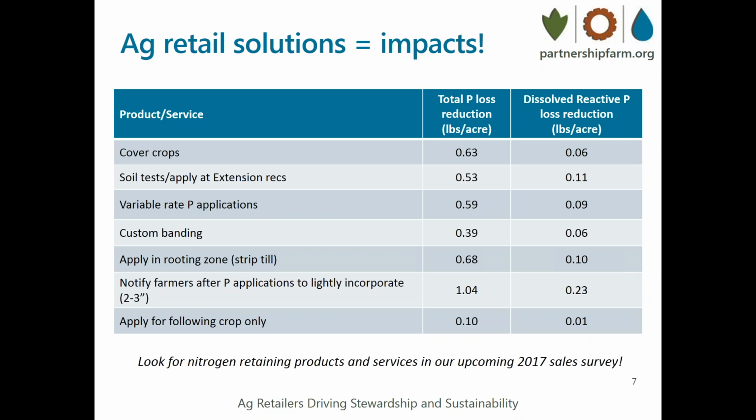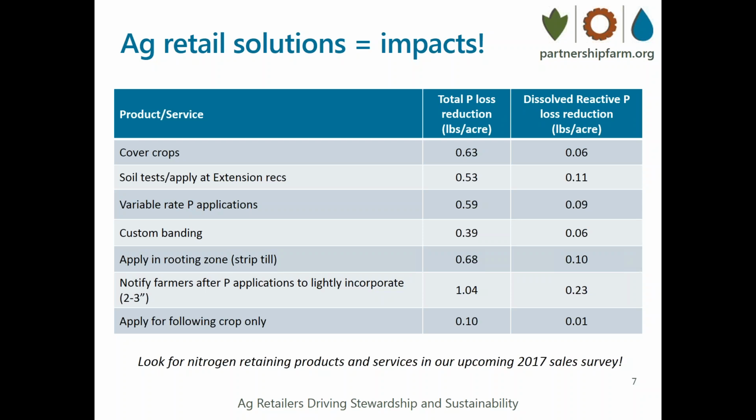Ag retailers have valuable products and services which can keep inputs on cropland and out of waterways. Here's a list of some of those for phosphorus retention and use efficiency, along with some very rough average reductions based on published studies. There's lots of variability in the published numbers based on soil type, slope, proximity to surface water, and other factors, but these rough averages give us a sense of where we can likely make a difference. Cover crops, soil testing, grid or zone sampling, and variable rate custom application are revenue generating opportunities to reduce phosphorus losses.